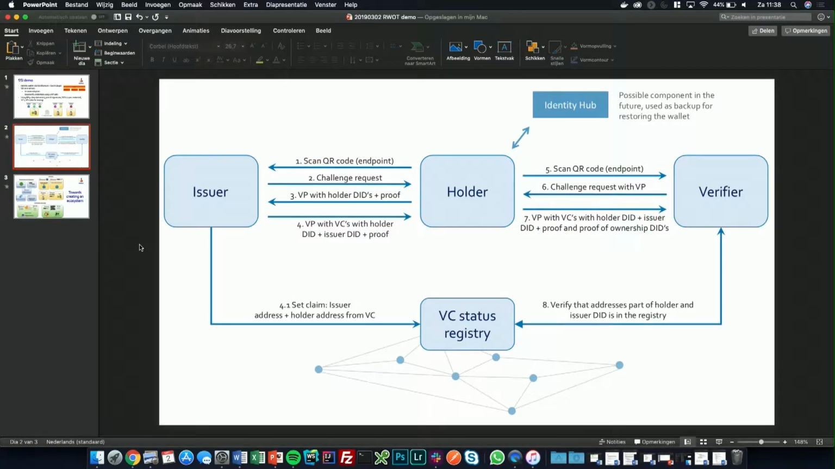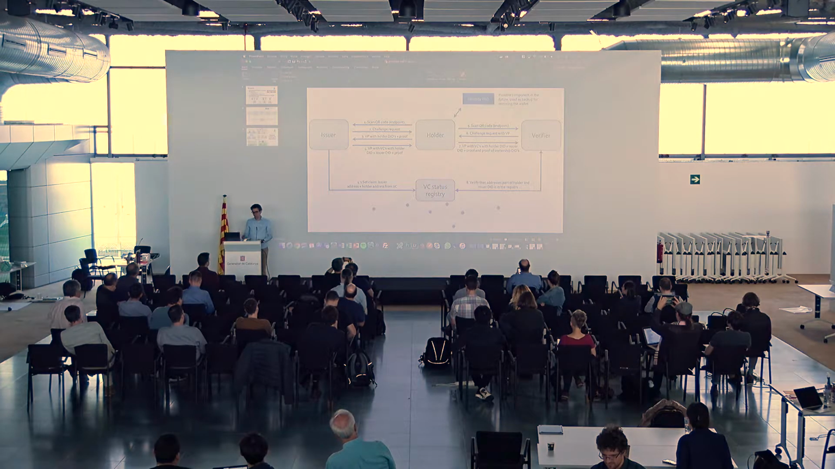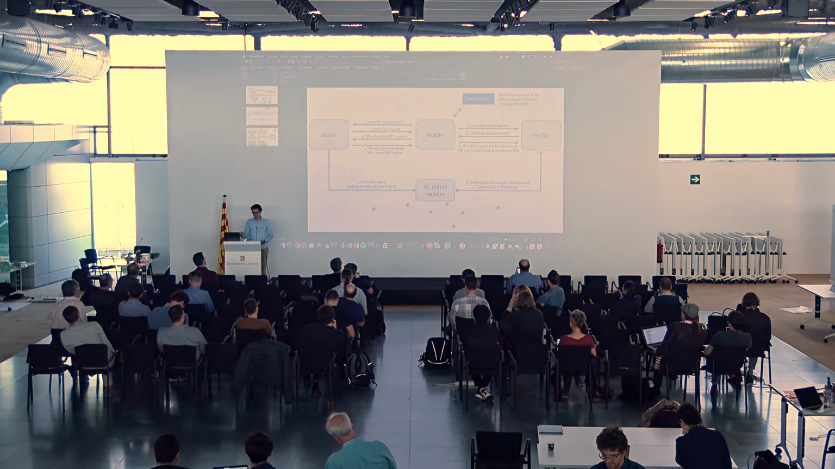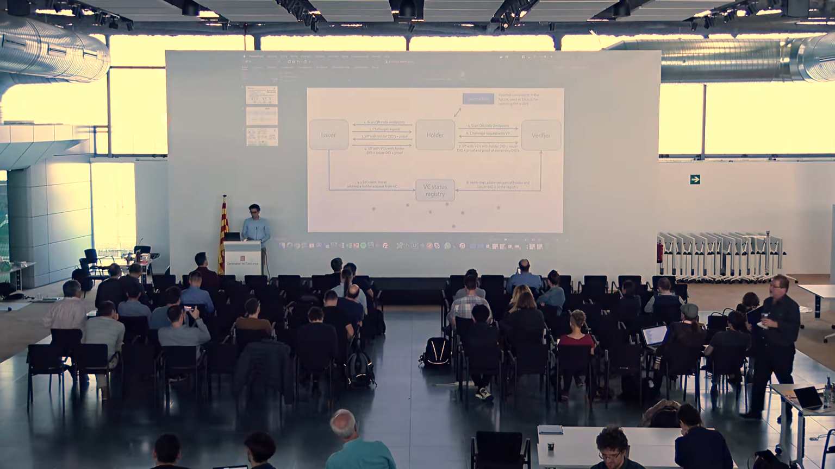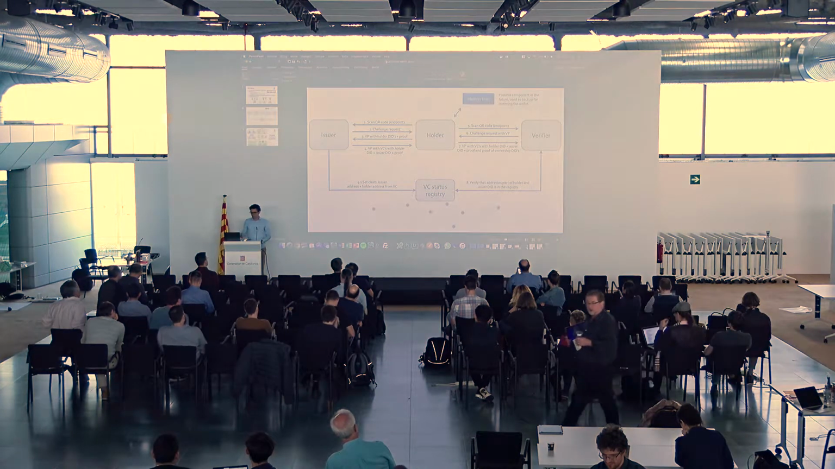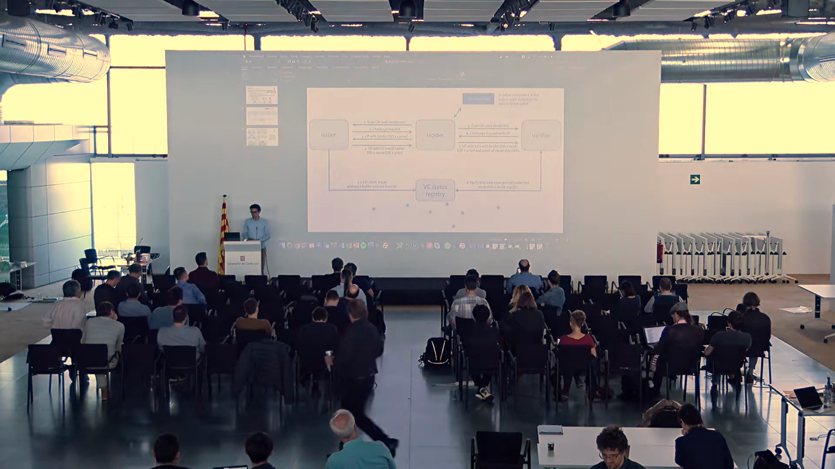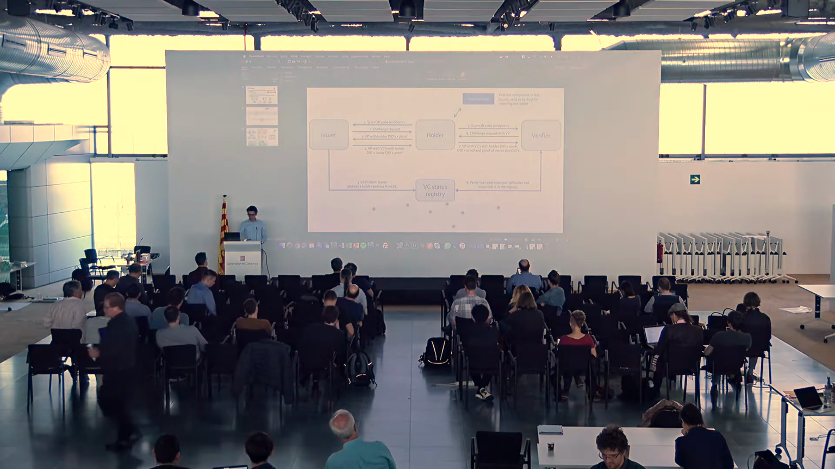It will scan a QR code, which then connects to an endpoint, and the holder will receive a challenge request. And his response will be his DIDs with a proof of ownership of the DIDs, so that the issuer can verify credentials on those DIDs. Also, the issuer is placing the DID in the blockchain, for instance, to check if it's not revoked, and also for timestamping. In the next step, the holder will issue his credentials in a VP to the verifier and also prove ownership of the DIDs.